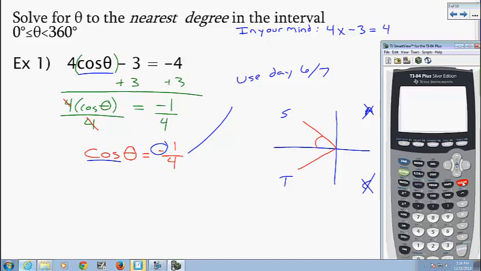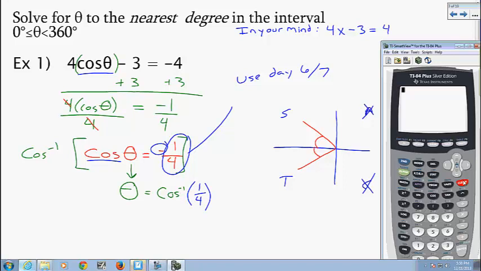Next, I need to determine my reference angles. To do this, I take the inverse cosine of both sides of my equation. On the left, cosine and inverse cosine cancel out, leaving theta, and on the right, I am left with the inverse cosine of the positive value 1 over 4. Remember, I take the positive value here because I am searching for a reference angle, and a reference angle is always a positive value.